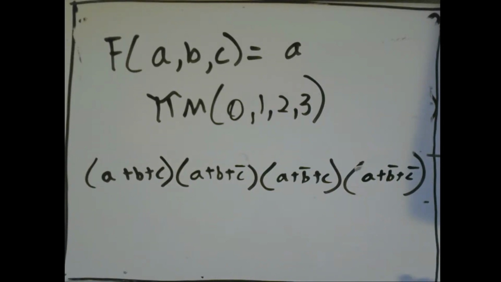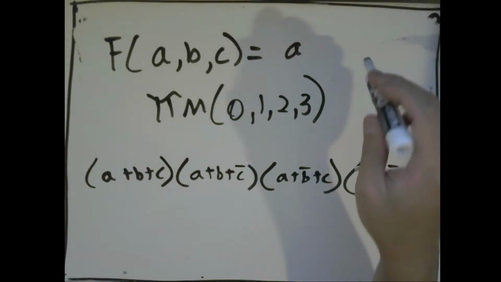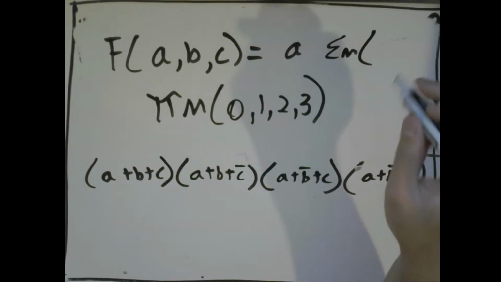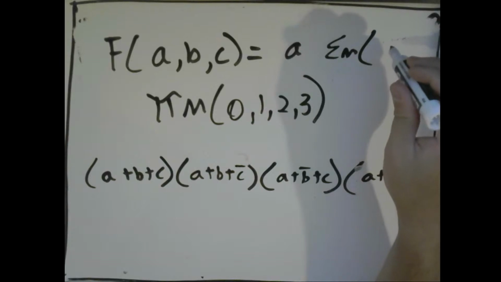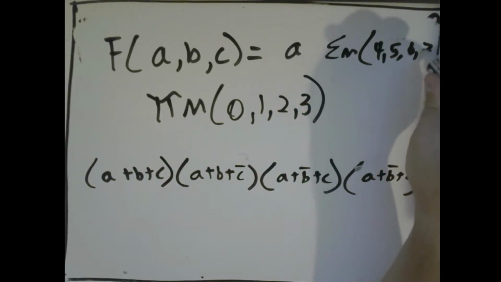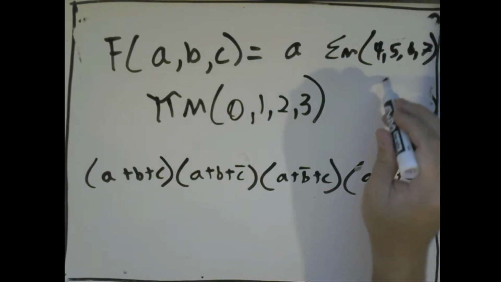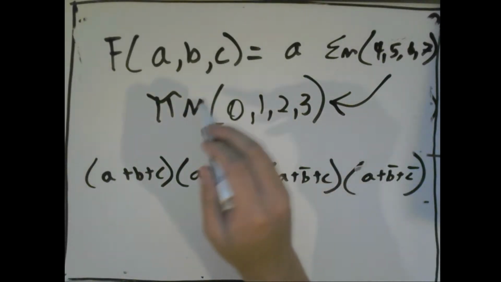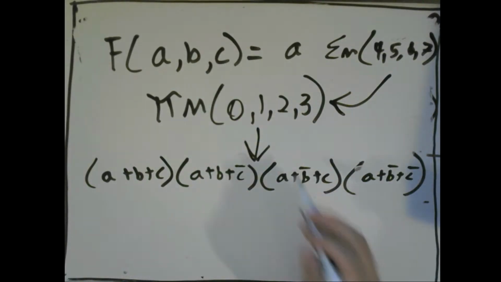So that's another way of trying to find out how to do a POS change. If you can figure out what the min terms are, in this case it was 4, 5, 6, 7, the max terms are just going to be what's not included here. And then you can convert this equation to POS in this way.